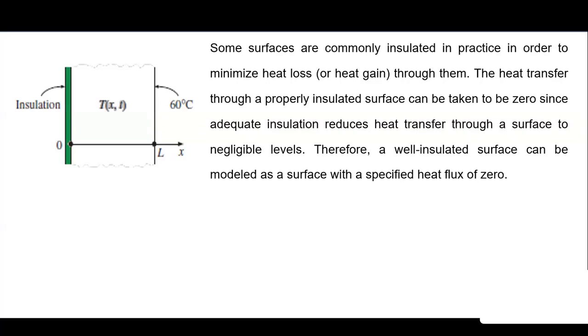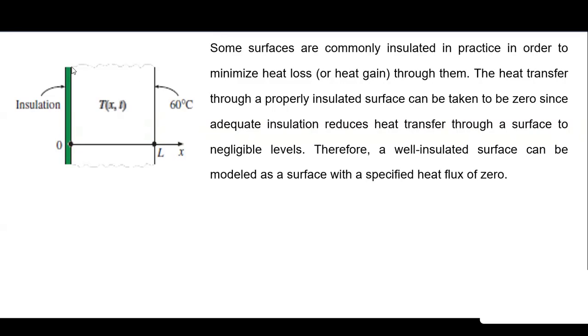So if such insulation is provided in the system, we can use that insulation as our boundary condition, and therefore a well insulated surface can be modeled as a surface with specified heat flux equal to 0. You can recall the previous boundary condition, specified heat flux.